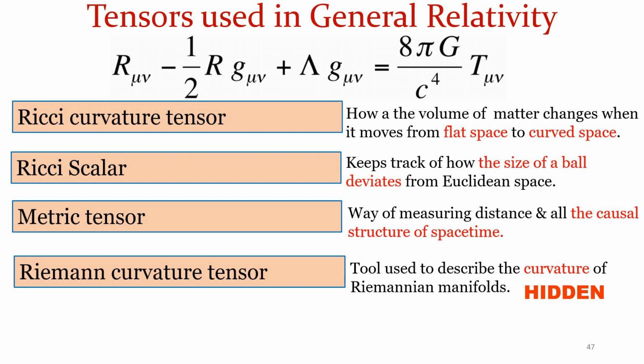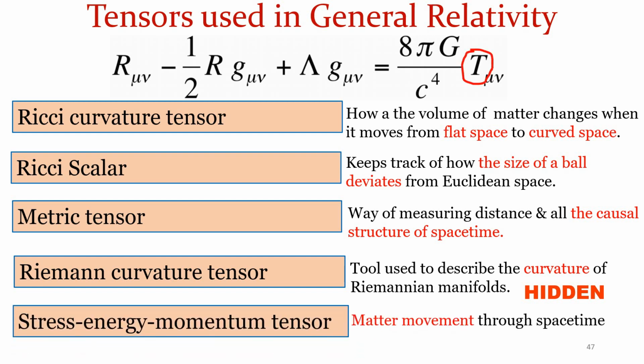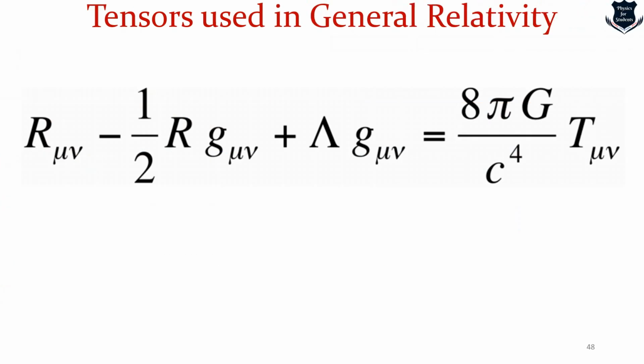And then it comes to the final one, which is T mu nu. It is called the stress-energy-momentum tensor, and we have seen what it is. It is actually telling the matter movement through space-time. Now, taking everything together, can we finally find a summary of this? Let us see in this part of the video.